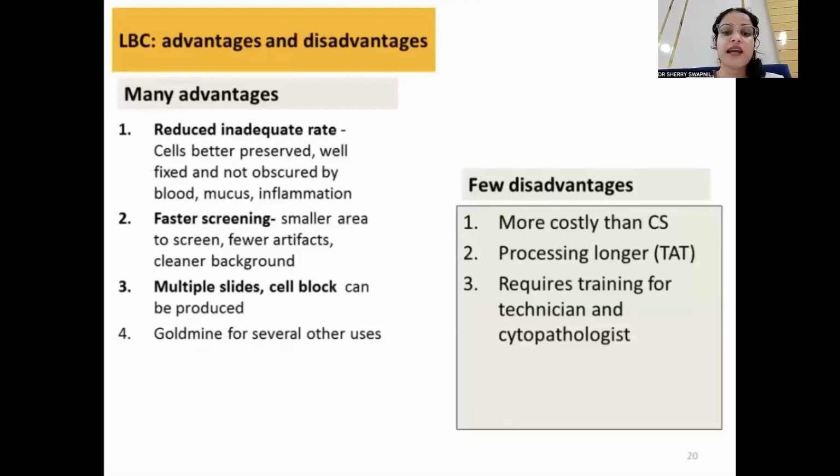Multiple slides definitely can be prepared because we have an ample amount of sample. Cell block can be done. So it can be used for other tests, as I have told earlier, for HPV screening, molecular testing, chlamydia, gonorrhea, or even for cell block preparation.